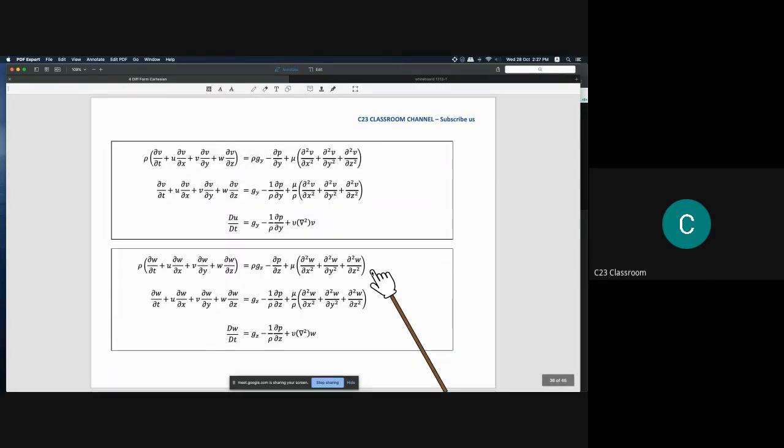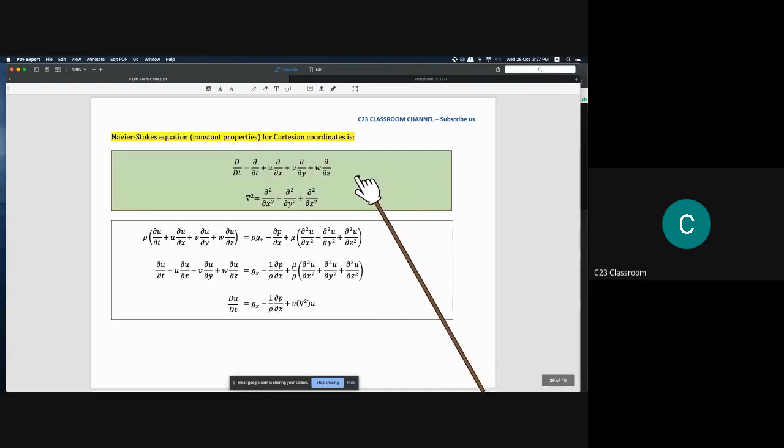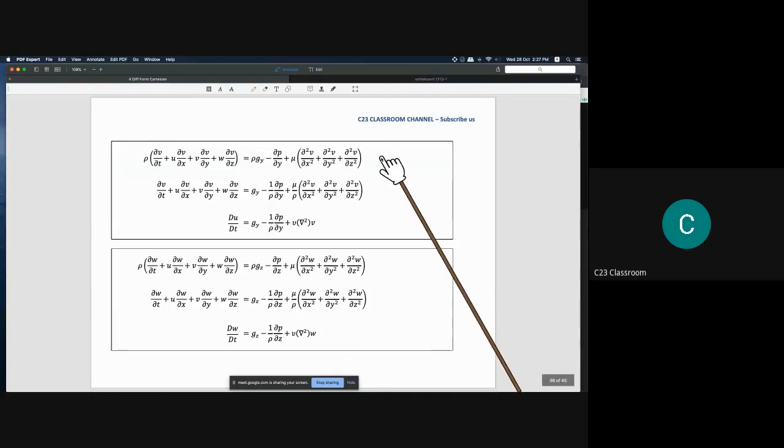Okay, so this is the Navier-Stokes for the x direction, this is the Navier-Stokes for the y, and this is the Navier-Stokes for the z axis.